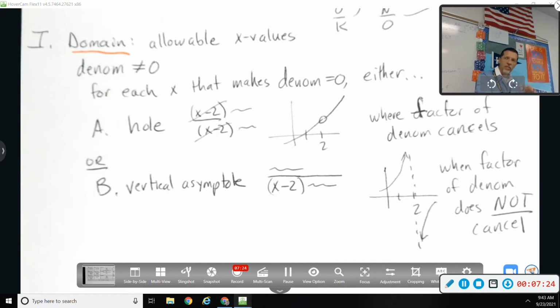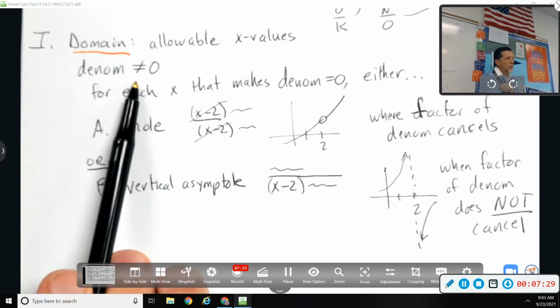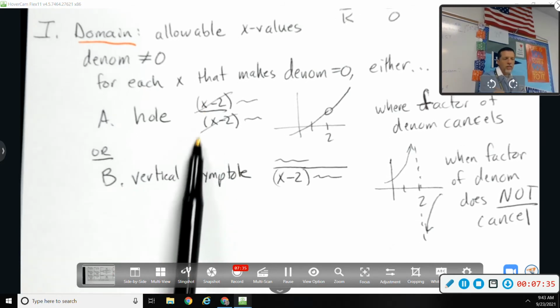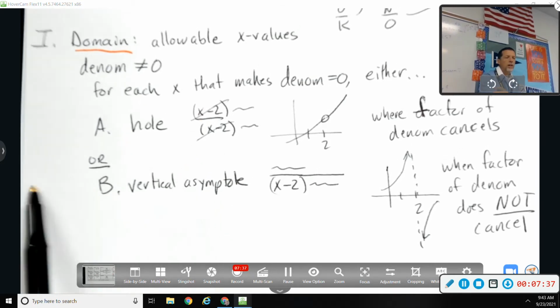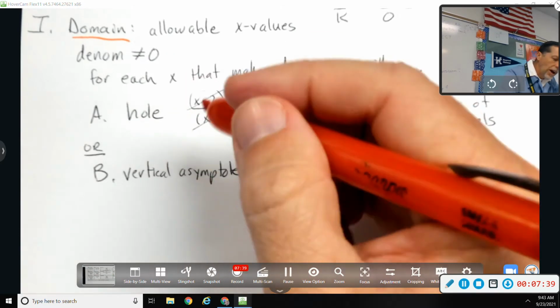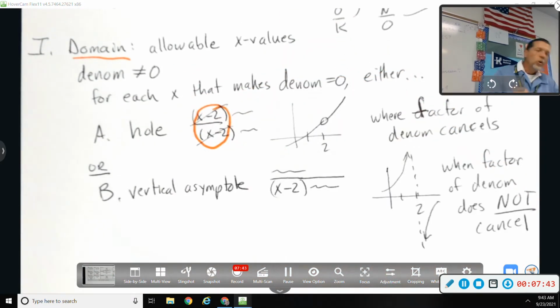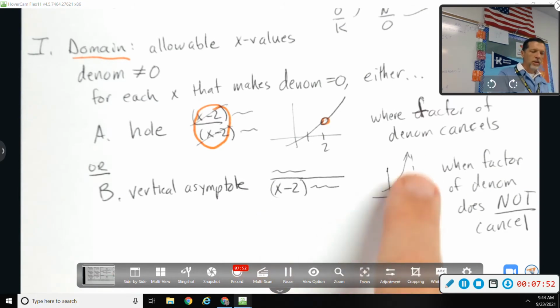So that's the first chunk of stuff. Domain: the denominator can't be 0. When the denominator is 0, it's either a hole or a vertical asymptote, depending on if it cancels or not. Another way to remember it is if they cancel, that leaves a hole in your equation. You canceled both, it makes a hole, and so that puts a hole in the graph. If it doesn't cancel, you're stuck with it, and you're stuck with a vertical asymptote.